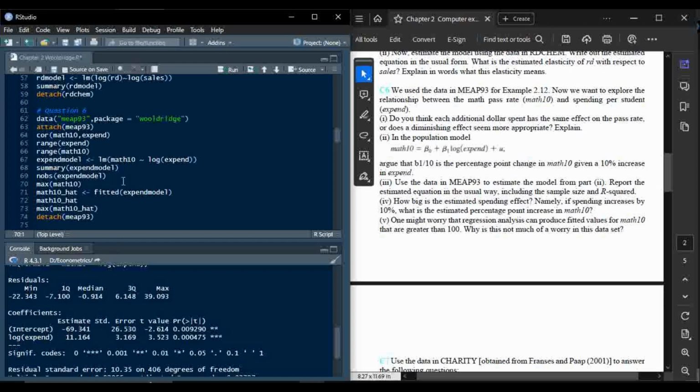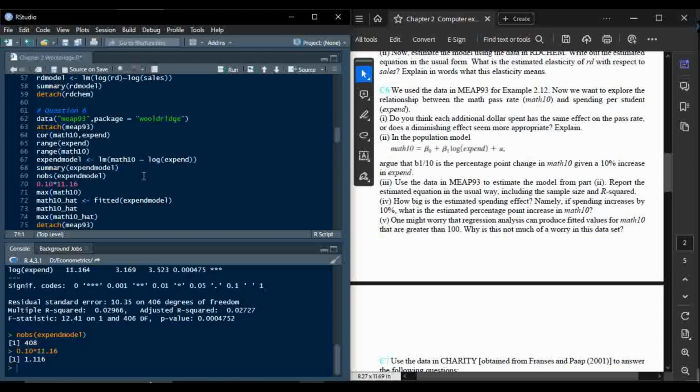And now let's look at the other part of the question. Spending increases by 10%, so 0.10 times the slope coefficient 11.16. Press Ctrl plus Enter. The answer is 1.116. That is, if expenditure increases by 10%, then the estimated math10 will increase by about 1.1 percentage points. This is not a huge effect, but it is not trivial for low spending schools, where a 10% increase in spending might be a fairly small dollar amount.